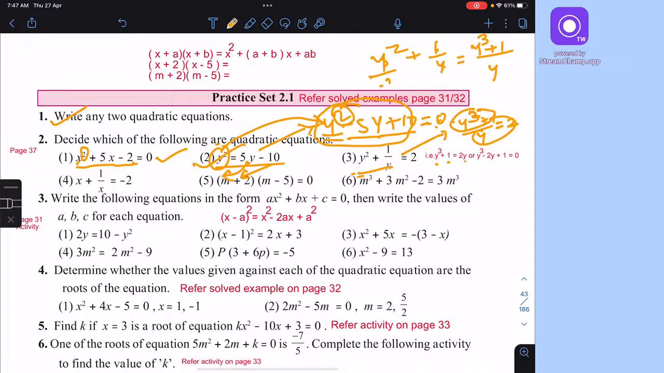Y cube plus 1 is equal to 2y, which if you want to write in the form where the right hand side is 0, 2y goes to the left hand side. This becomes y cube minus 2y plus 1 is equal to 0. Here y is the only variable, but the highest degree of the variable is 3, and therefore this is not a quadratic equation. So like that you can attempt all the others.